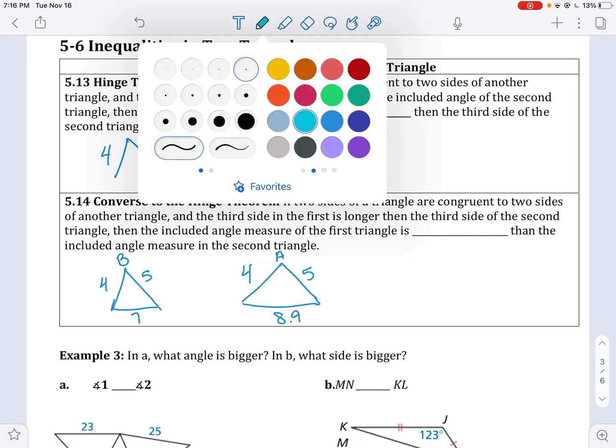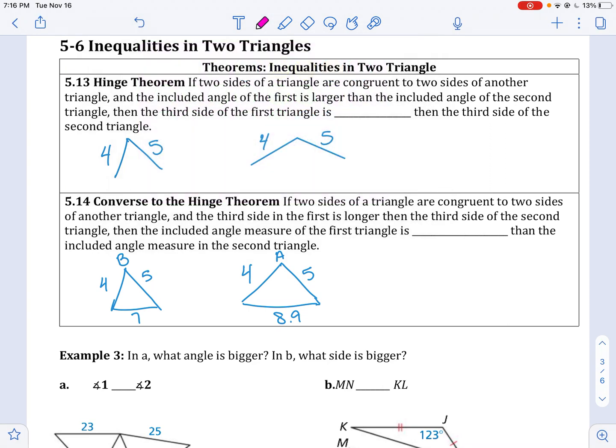In this video, we're going to talk about the Hinge Theorem, which is a theorem that relates the third side of two triangles given that you have two congruent pairs. So if I already have two congruent sides, like in this example, 4 and 5, so 4 is congruent to 4, and 5 is congruent to 5. So I've already got two pairs of congruent sides.